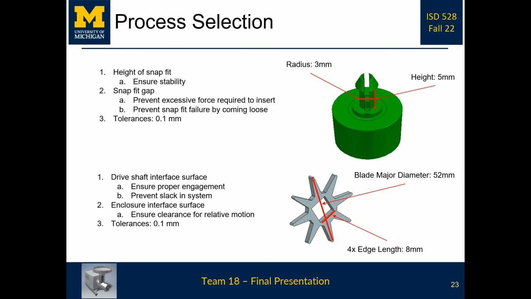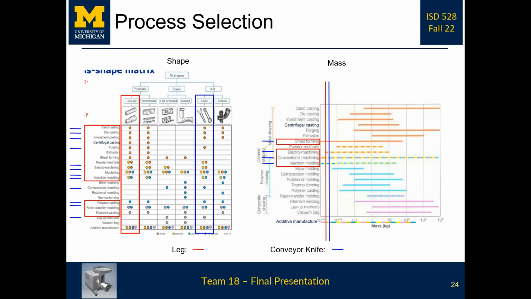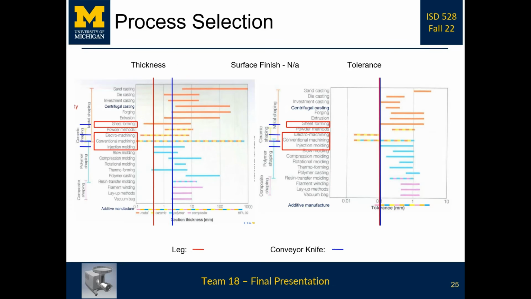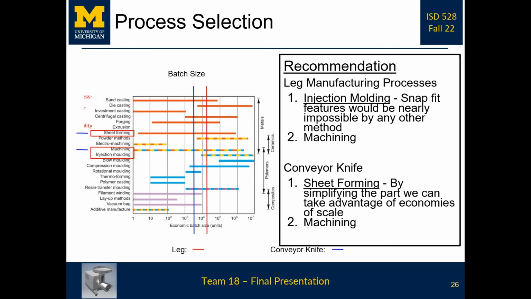With these, we identified the tolerance that would be acceptable for all of these dimensions to ensure proper function, and then utilized the shape and mass of the components, the thickness and tolerance, as well as the surface finish, which we viewed as not critical, and the batch size to define what processes were suitable to manufacture these parts. Injection molding and machining were suitable for the leg, but we recommend the injection molding to be used because of the snap fit features. And sheet forming and machining were suitable for the conveyor knife, but we recommend the sheet forming because of the economy of scale.